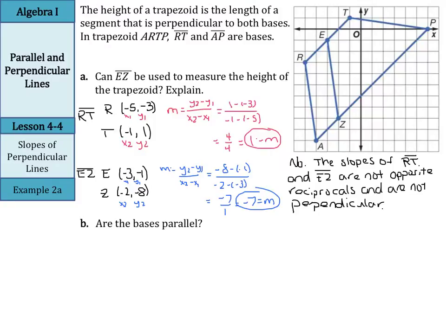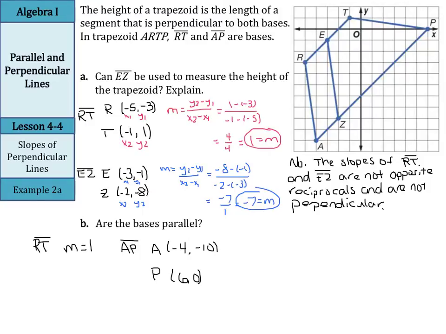Now, moving on to are the bases parallel? For the bases to be parallel, the slopes of RT and AP would have to be the same. Well, I already know that with RT, my slope is 1. So I'm going to need the slope of AP to also be 1, for me to say that the bases are parallel. Let's go ahead and calculate it. If we look here at AP, we again need to find the points for A and P. A is at negative 4, negative 10, and P is at, actually not negative 6, but 6, 0.